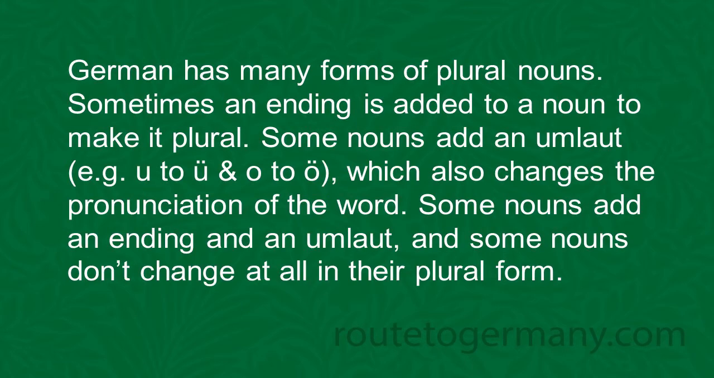The English language has generally two forms of plural nouns. Adding an ending s or es makes a noun plural, though there are some exceptions. On the other hand, German has many forms of plural nouns. Sometimes an ending is added to a noun to make it plural.